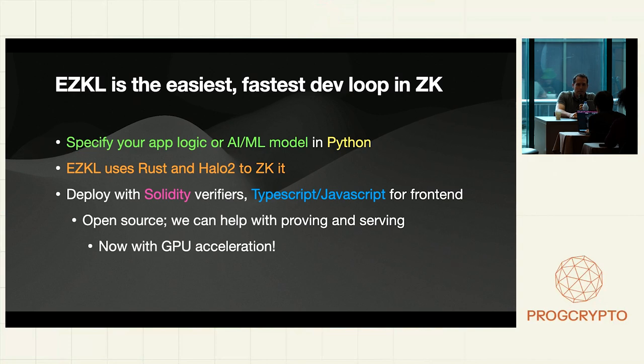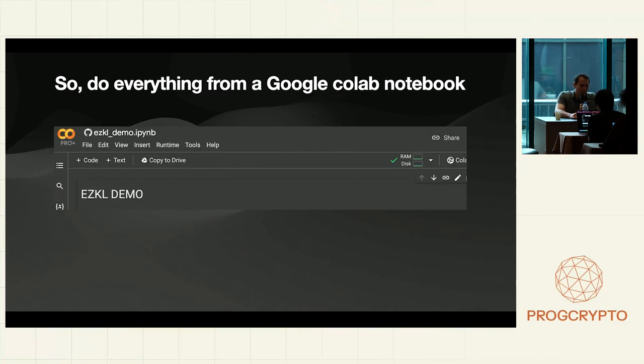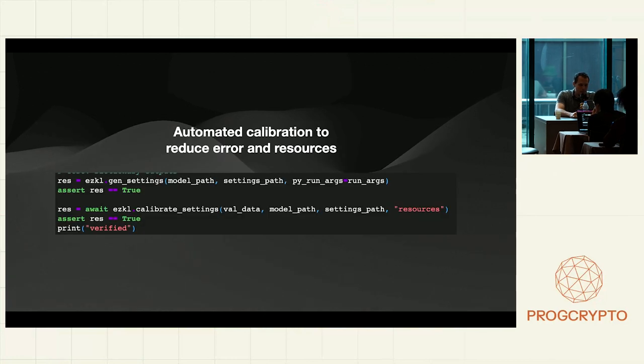And now, as of yesterday, we have GPU acceleration, which also works in the Google Colab notebook, which is super fun. That means you can use someone else's GPU if you, like us, are GPU poor. And someone else will pay for it. It's also really handy because it lets you just jump right in.